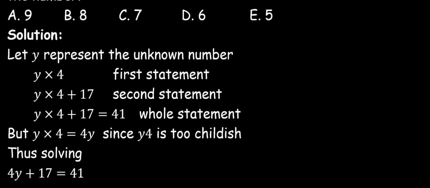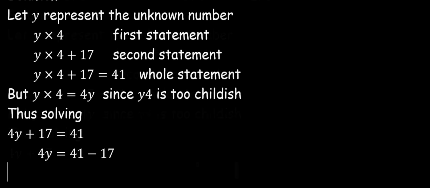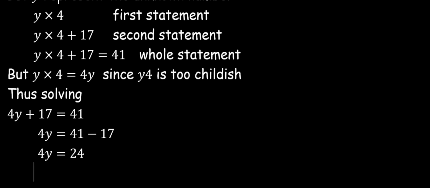Collecting like terms together, we have 4y will be equal to 41 minus 17. That is to say, 4y will be equal to 24. Next, we divide both sides by the coefficient of y, which is 4. So we now have 4y divided by 4 equals 24 divided by 4. And the result will be y equals 6.